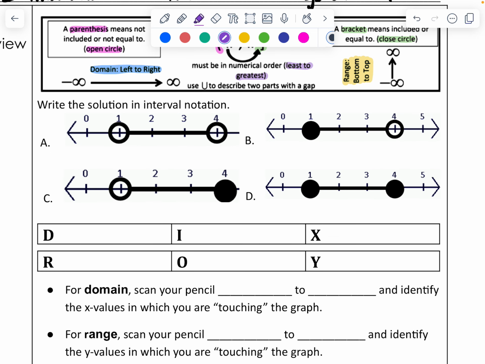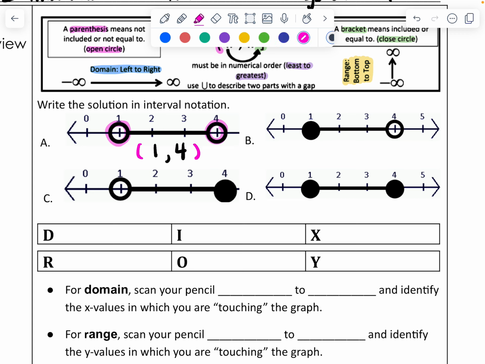So let's review just this section here on a number line. We're going to write this number line graph in interval notation. So we see an open circle. That tells us that we're going to be using parentheses for this interval. So 1 and 4, with 1 and 4 not being included. So it's all numbers between 1 and 4, but not including 1 and 4.